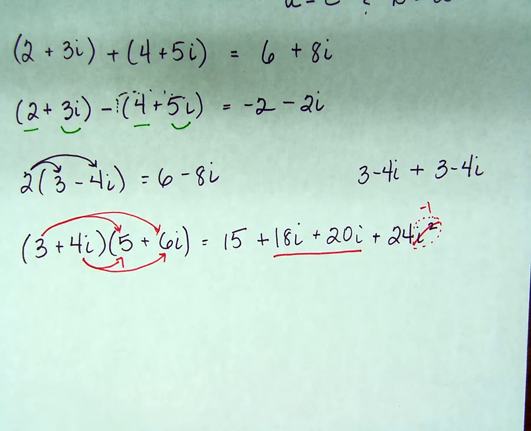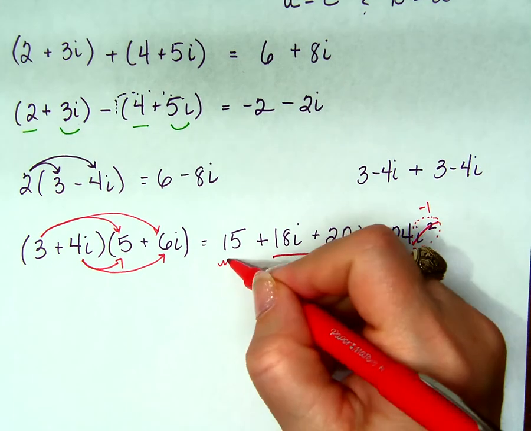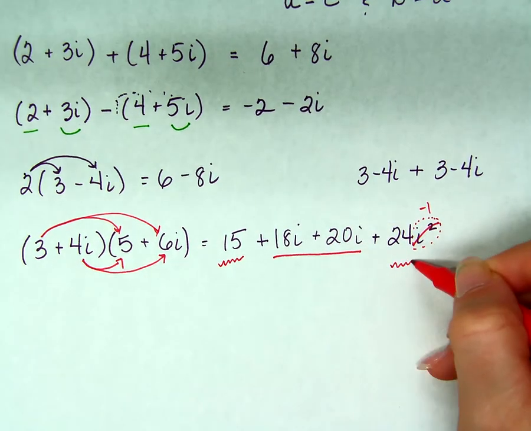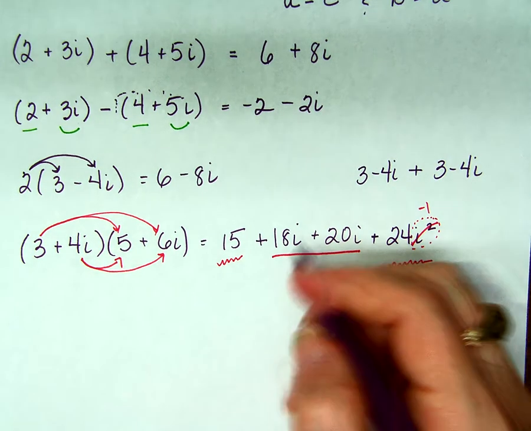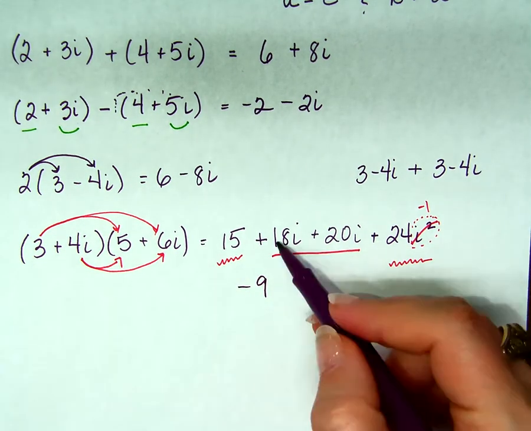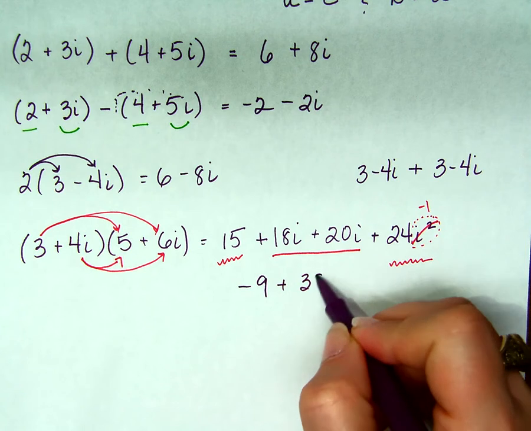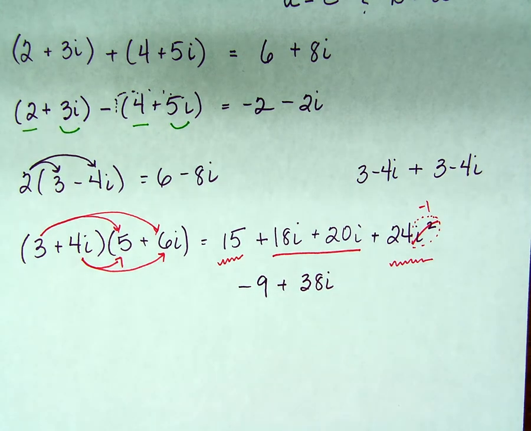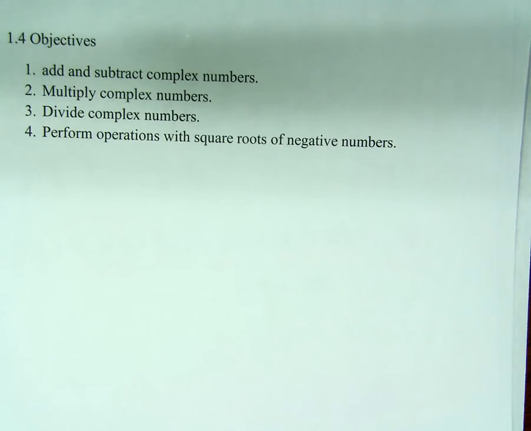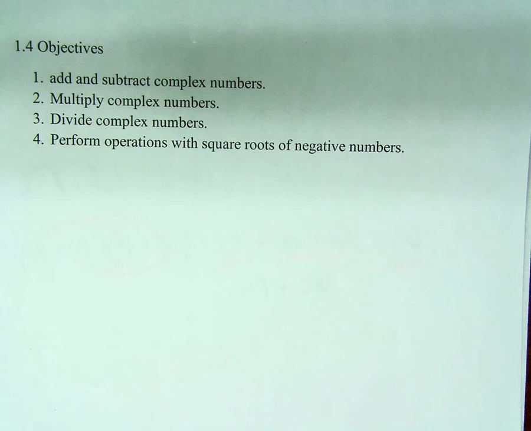Well, what's negative 24 and positive 15? So I've got this 15 and I've got this negative 24 now. Negative 9. And then I have 18i and 20i. 38i. So far we've done adding and subtracting and multiplying complex numbers.